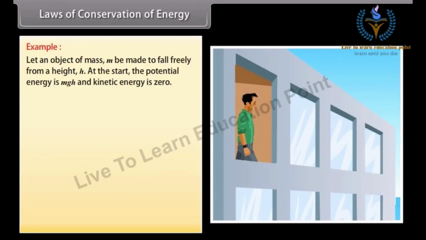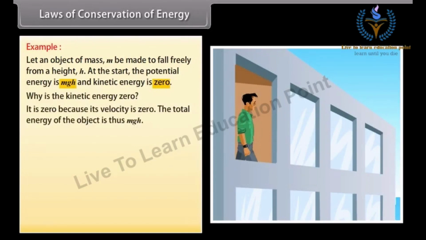At the start, the potential energy is mgh and kinetic energy is 0. Why is the kinetic energy 0? It is 0 because its velocity is 0. The total energy of the object is thus mgh. As it falls, its potential energy will change into kinetic energy.